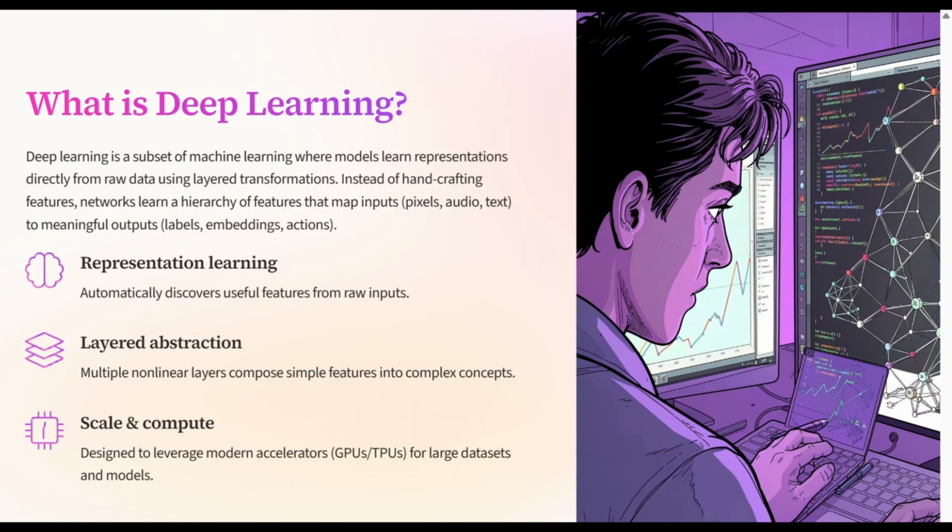The third thing is scale and compute. Finally, deep learning benefits from large amounts of data and powerful hardware such as GPUs and TPUs. To train the models, we need more GPUs, so our work becomes easy. So now we understand what deep learning is. Let's now move to its advantages.